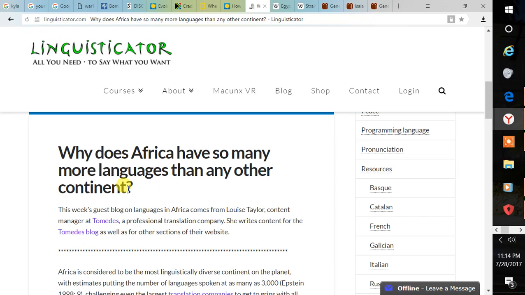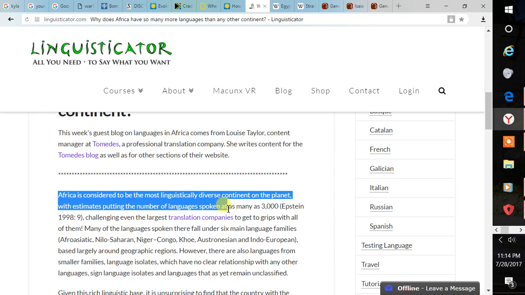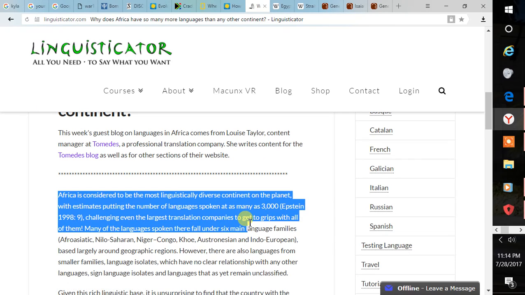I'm going to show you some other facts so you can understand what I'm saying. It says this week's guest blog on languages in Africa comes from Louise Taylor, content manager at Tomedes, a professional translation company. She writes content for the Tomedes blog as well as for other sections of the website. Africa is considered to be the most linguistically diverse continent in the world. I'm not going to say planet because there's no such thing as a planet, all right? With estimates putting the number of languages spoken as many as 3,000 as of 1998, challenging even the largest translation companies to get to grips with all of them.